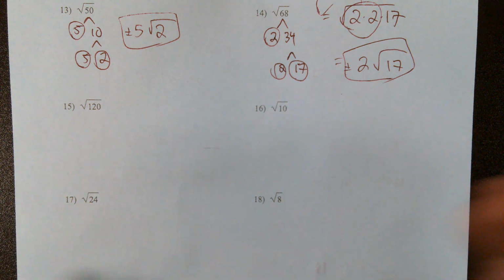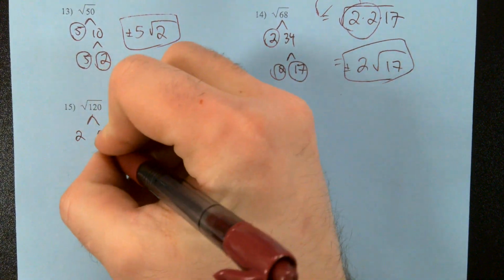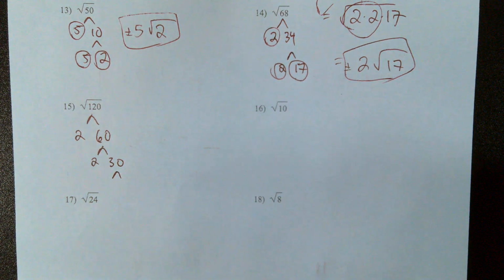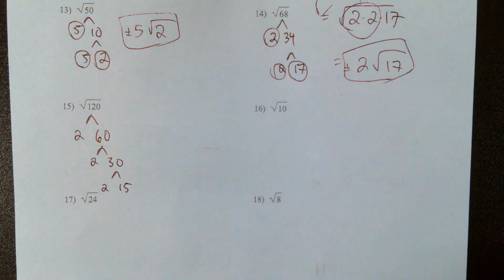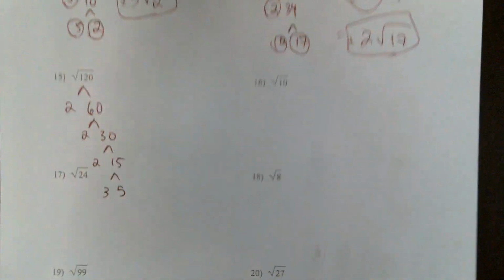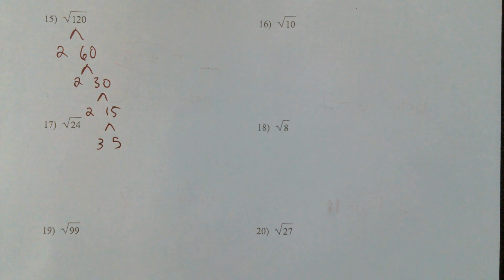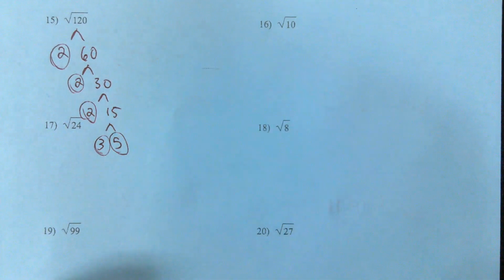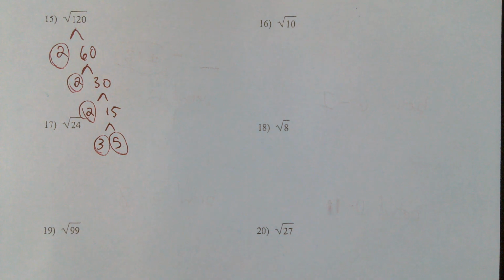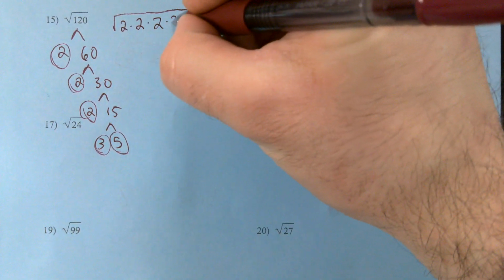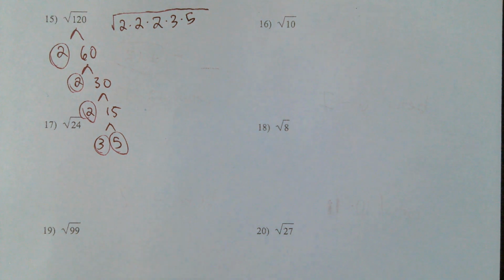All right, 15, 120, break that up. 2 times 60. 60 is going to be 2 times 30. 30 is going to be 2 times 15. And 15 is going to be 3 times 5. I'm going to move this down. So we circle up 2, 2, 2, 3, 5. That's a lot of prime factors there for number 15. If we break that up inside the square root, we get 2 times 2 times 2 times 3 times 5.